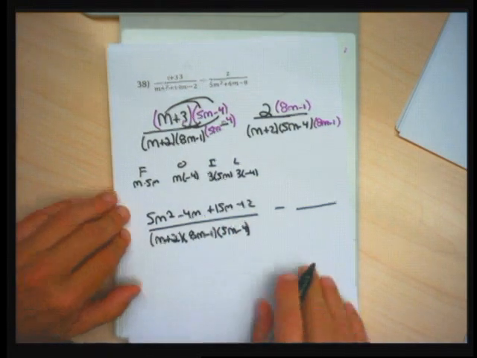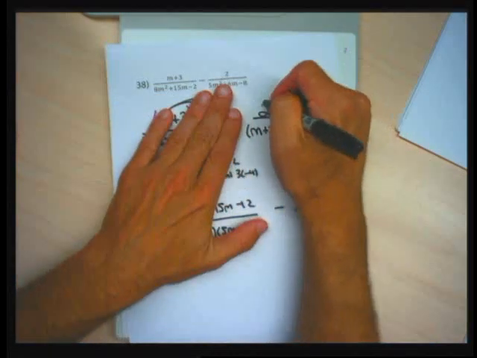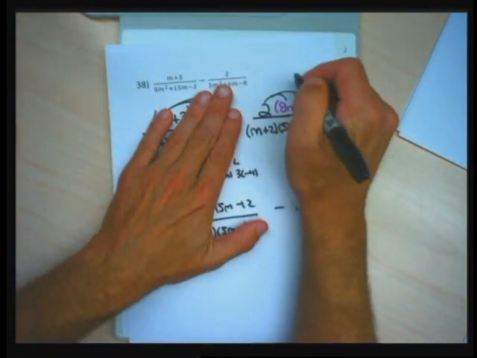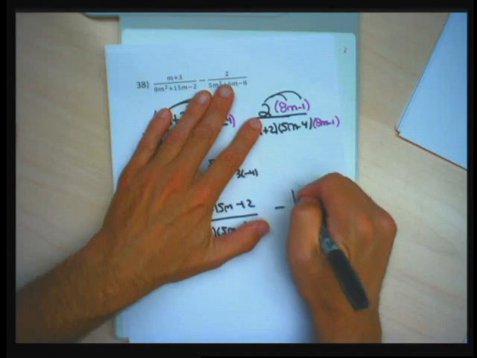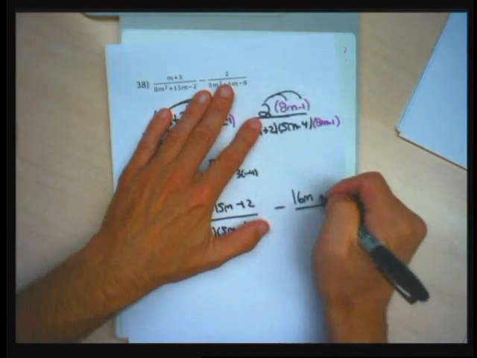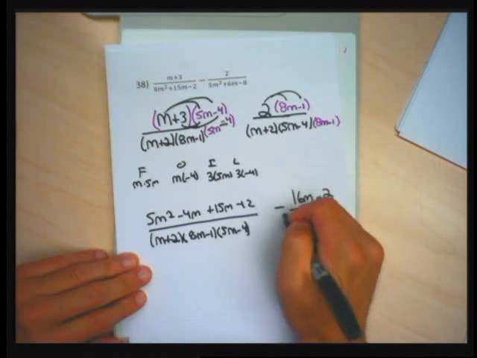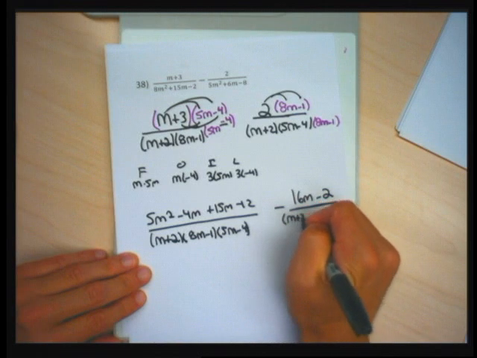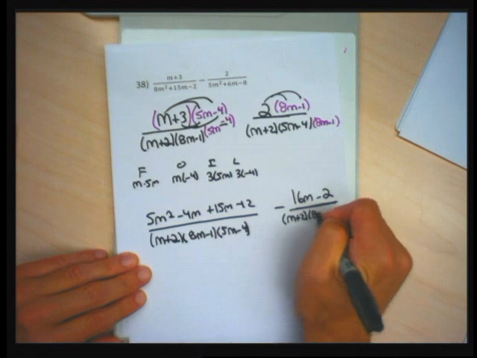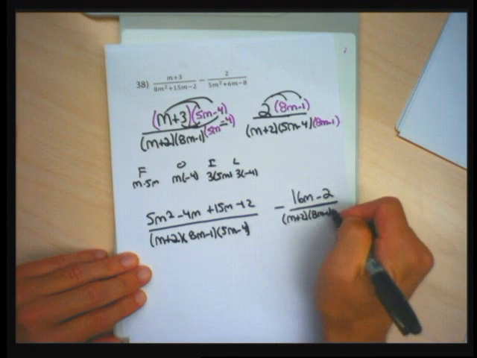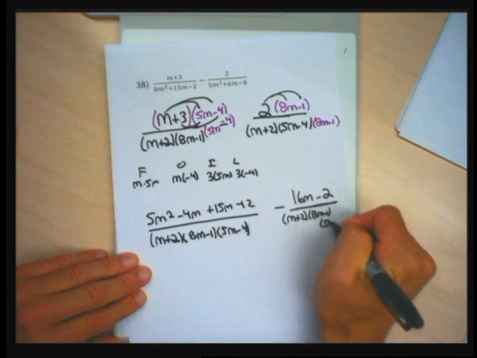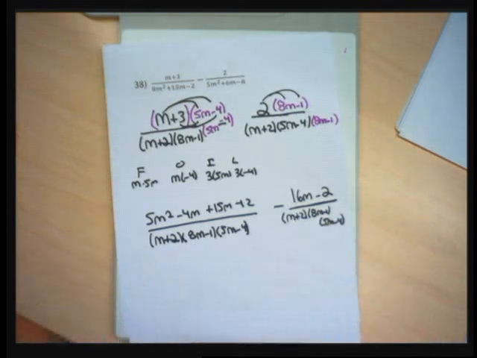Second fraction, I'm holding off on the minus sign. I'm multiplying the 2 by 8m and 2 times minus 1. 2 times 8m is going to give me a 16m. 2 times minus 1 is going to give me a minus 2. And because I've committed to an order for my denominator, I'm going to write that second denominator in the same order because I can shuffle these parentheses around. So now my two fractions have the same denominators.